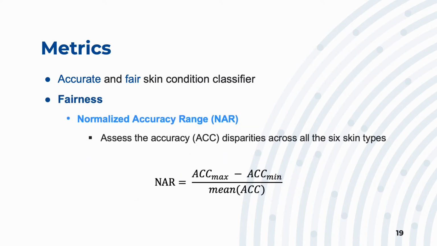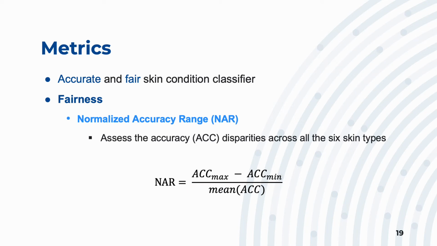Additionally, to assess fairness in the model's accuracy for multiple groups of skin types, we propose normalized accuracy range, NAR, to measure accuracy disparities across all the 6 different skin types. Here, we compute the accuracy distribution shift by the difference between the maximum and minimum accuracy achieved across all skin types, and then divide it by the mean accuracy across skin types for normalization.